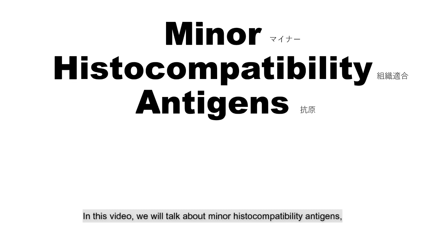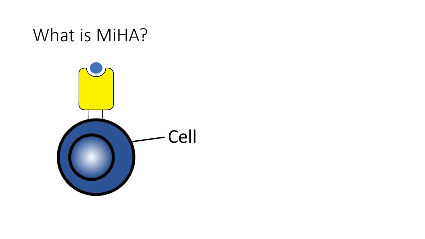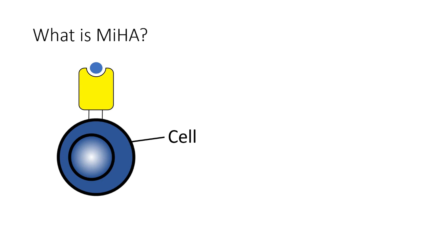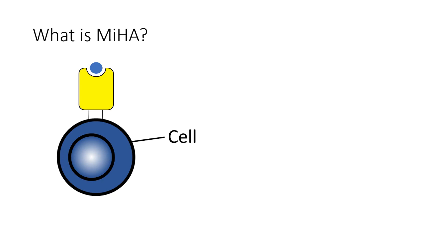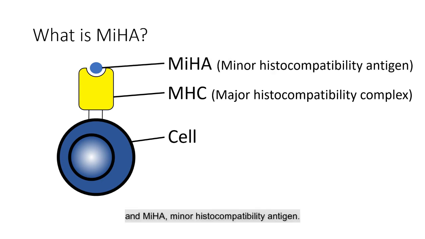In this video, we will talk about minor histocompatibility antigens, in short, MIHA. So, what is MIHA? In the human body, all cells need to identify that they belong to the same body. They do this by presenting two molecules specific to a person on the cell membrane. The two molecules are MHC, major histocompatibility complex, and MIHA, minor histocompatibility antigen.